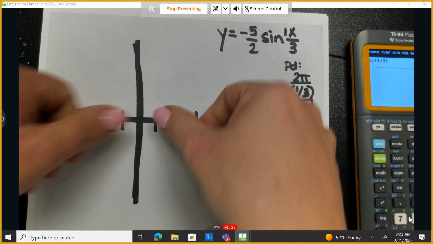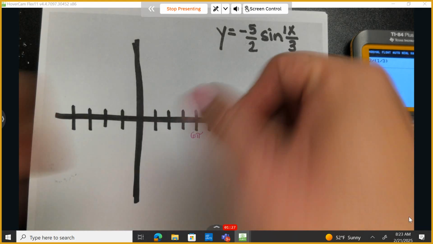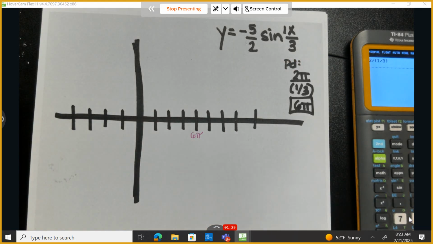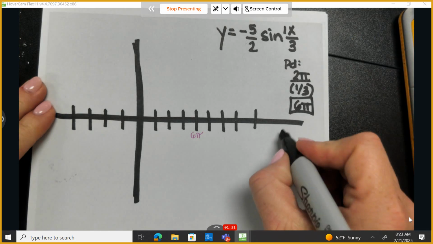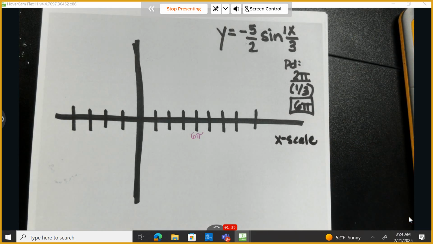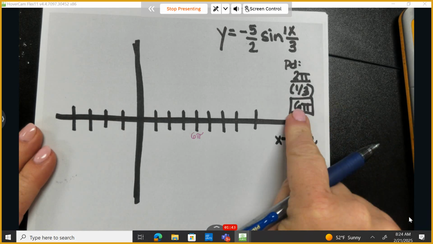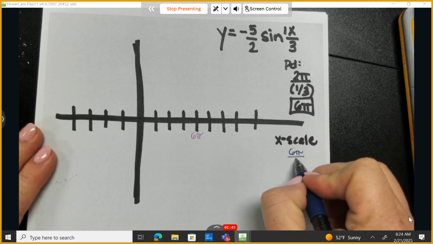All right. Now we need to figure out what is the distance from one step to the next, because it's all equal distances. Now that's going to be determined by identifying the x scale. How do we identify the x scale? That's step number 2. The x scale is determined by taking the length of the period, and we're always going to divide it by 4.